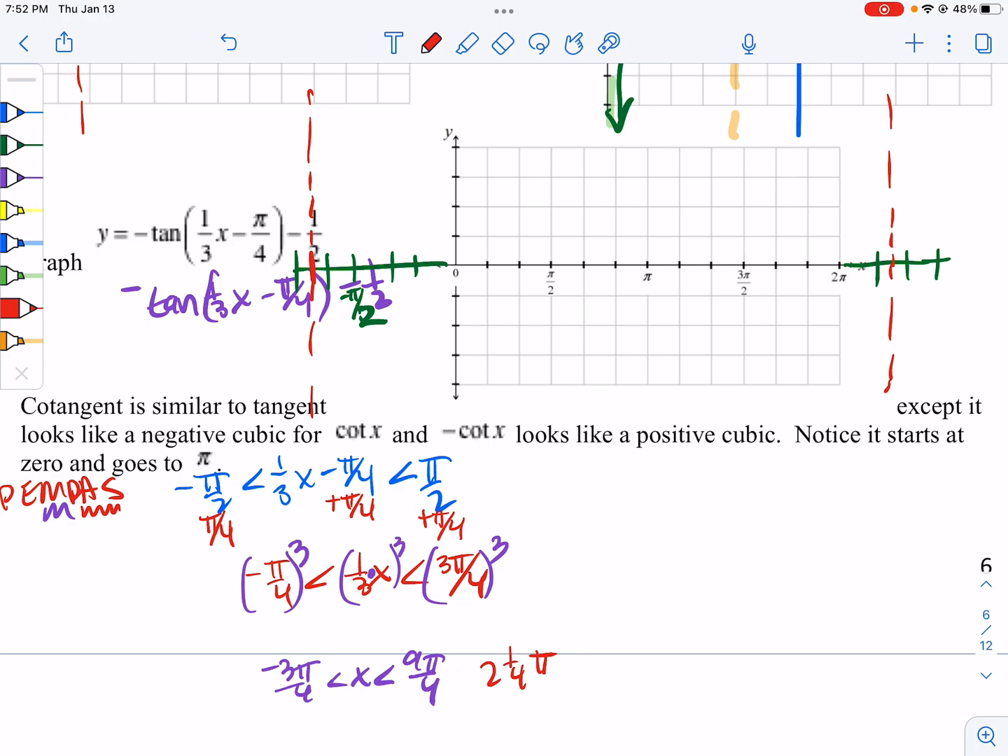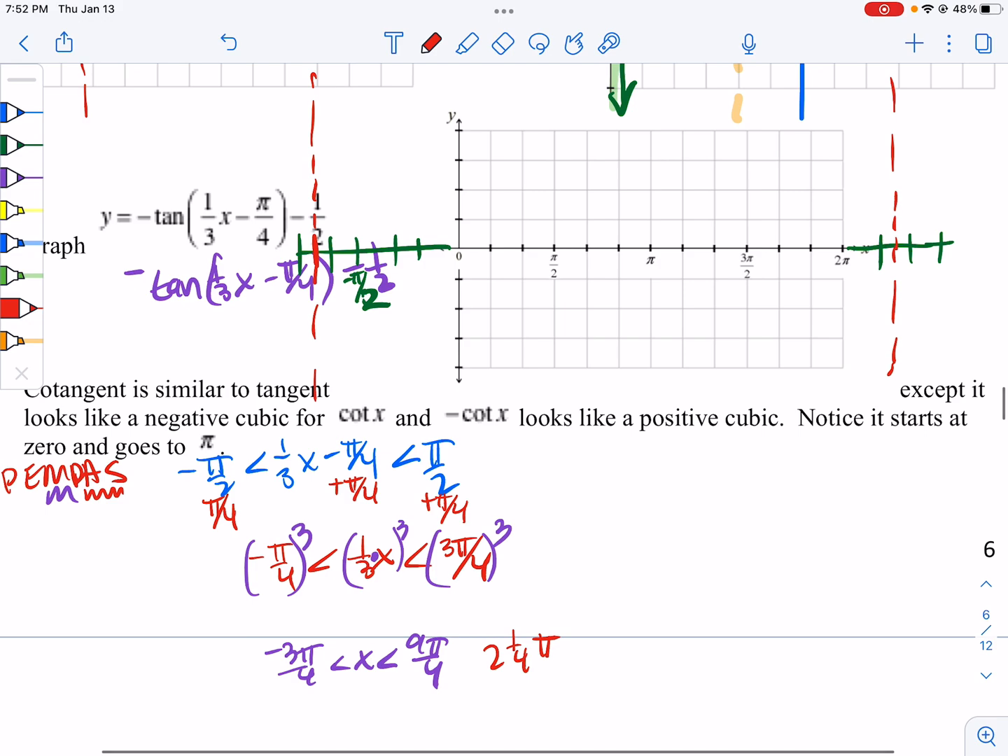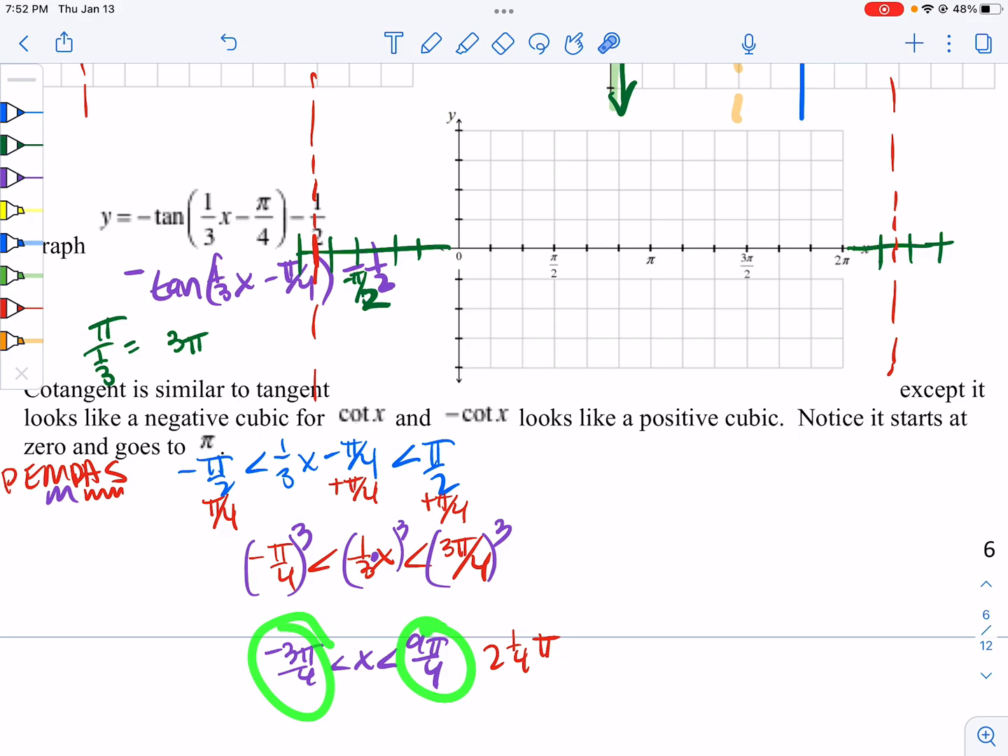So we've made it a longer period because of the 1/3, right? So our period is really pi divided by 1/3. So I'm going to flip and multiply. So then that gives us 3 pi. So if we look at the distance between negative 3 pi fourths and 9 pi fourths, that gives us a distance of 12 pi fourths between there, which is the same thing as 3 pi, which is what the period is.